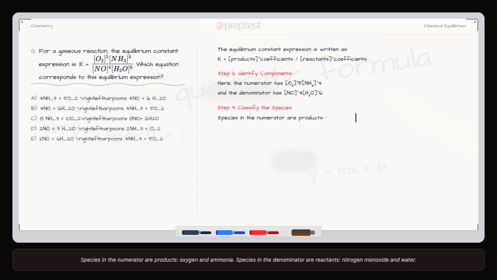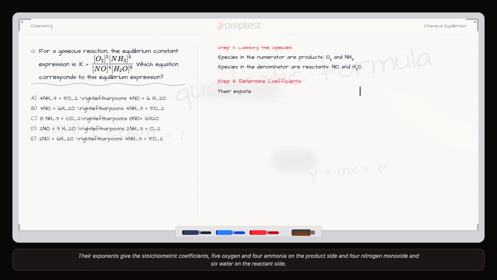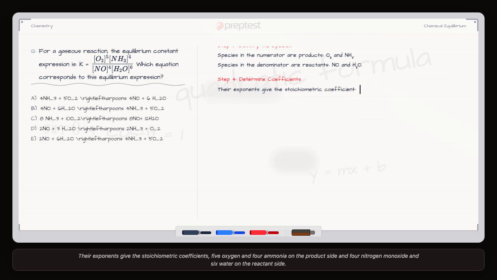Species in the numerator are products, oxygen and ammonia. Species in the denominator are reactants, nitrogen monoxide and water. Their exponents give the stoichiometric coefficients, 5 oxygen and 4 ammonia on the product side and 4 nitrogen monoxide and 6 water on the reactant side.